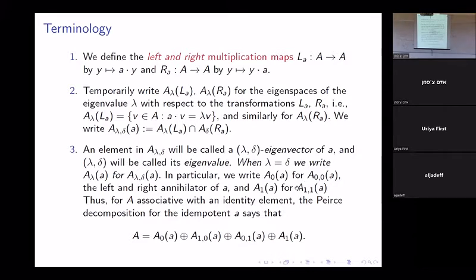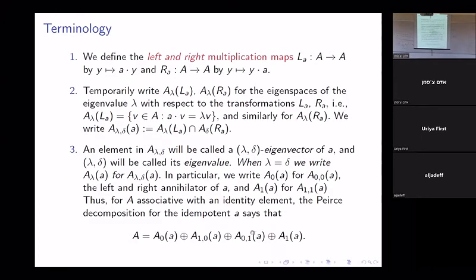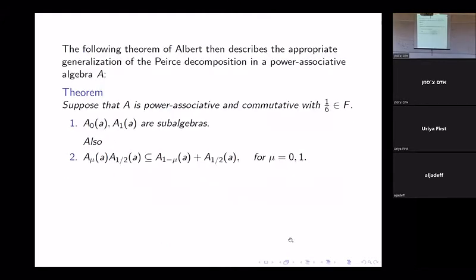And here are two very important instances: the right and left annihilator, and the 1 contains A always, so it's not non-empty. So if you have an algebra A, and an associative algebra, you have this. That's the Pierce decomposition.